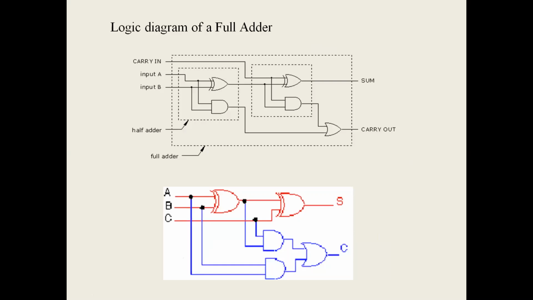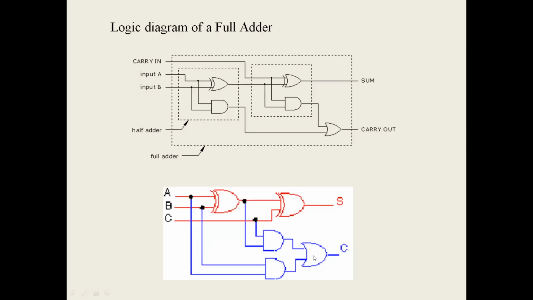So as you can see here, this is a logical diagram of a full adder. With the help of logic circuit, you require an XOR and an AND gate and another XOR with an AND gate, if you consider it to be two half adders. Or simply you can go with this arrangement.